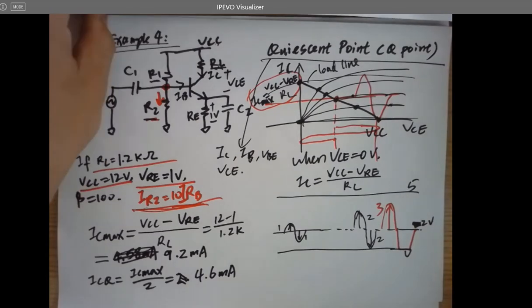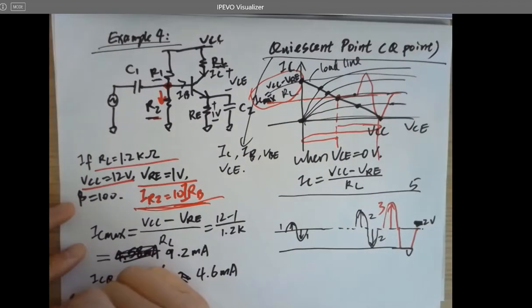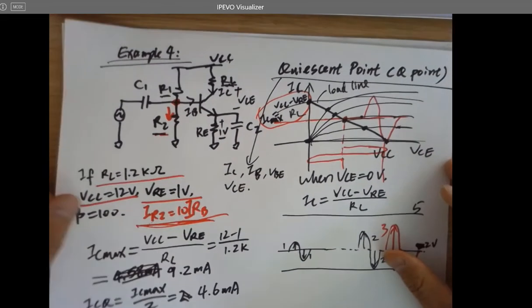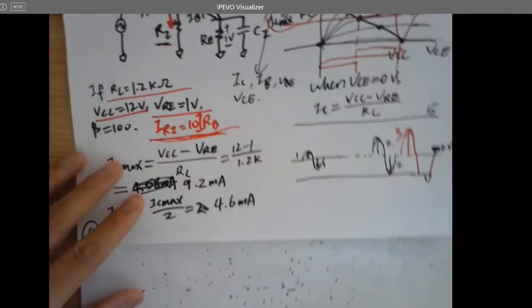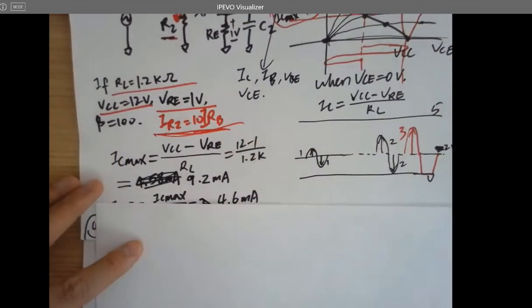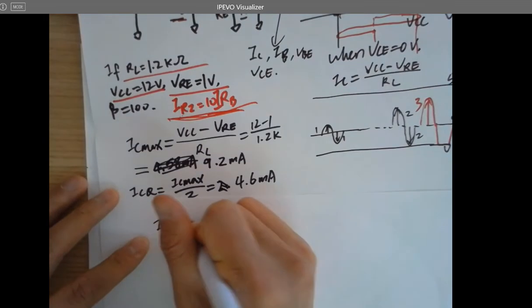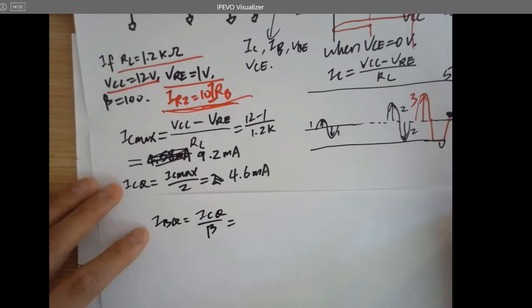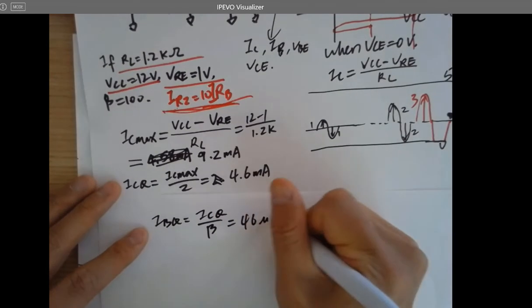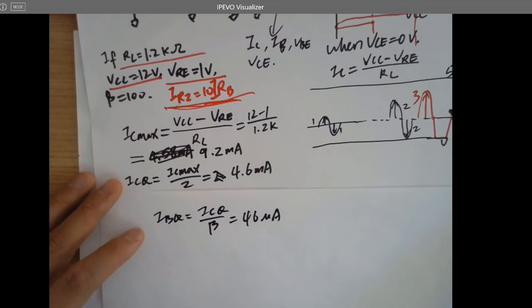You should feel a lot better now because IC is already calculated, which means you already know where you want to bias this NPN, right? So IC is given. You can easily calculate IB because beta is given. So IBQ, which is ICQ over beta, will be 46 microamps. Is that correct? Yeah, 46 microamps.